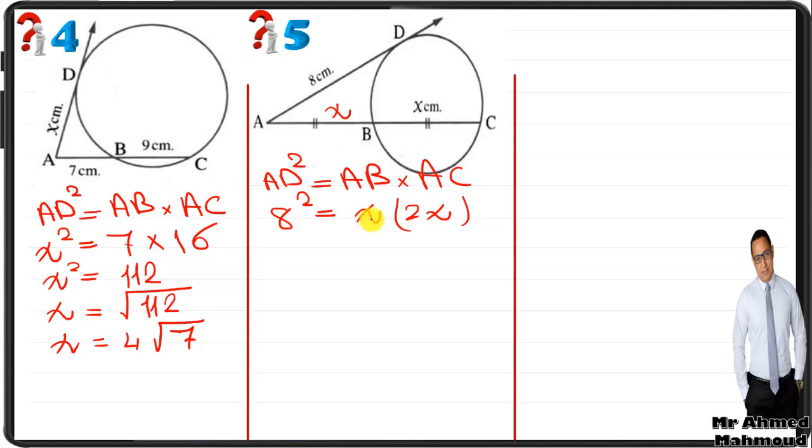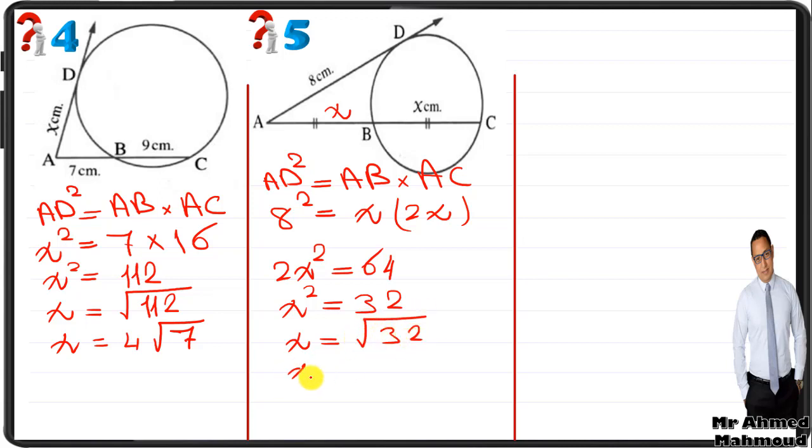So it will be like this: x times 2x equals 2x to the power of 2, equals 8 to the power of 2, equals 64. Send 2 as a divisor, so x to the power of 2 equals 64 divided by 2, equals 32. Now take the square root for both sides, so x equals root 32, equals 4 square root 2.